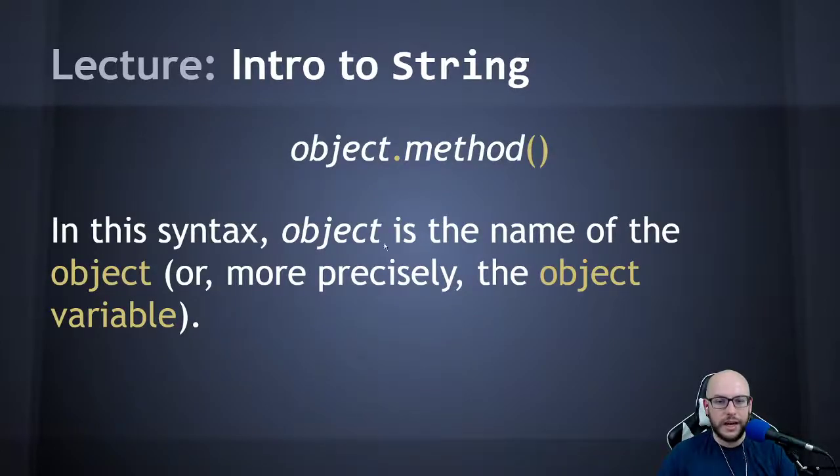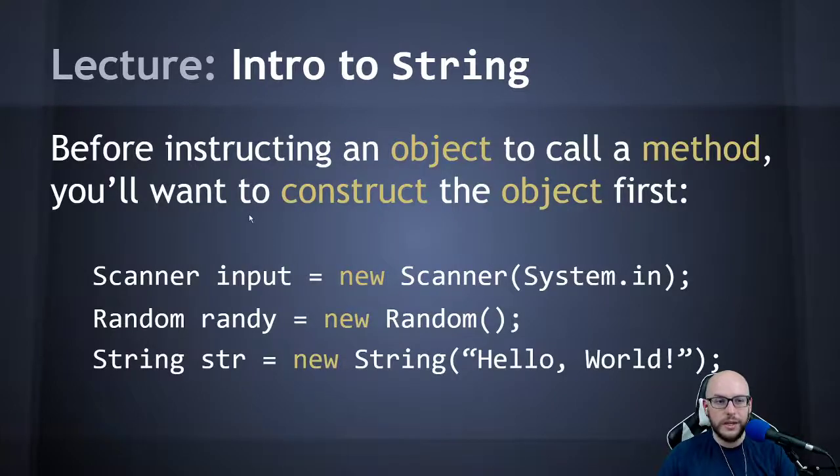In this syntax, object is the name of the object, or more precisely, the object variable. Before instructing an object to call a method, you'll need to make one first. In the case of Scanner, we always made input before doing something like nextInt. In the case of Random, we would always make randy before doing something like nextInt in order to generate a random number. The same is going to be kind of true for String.